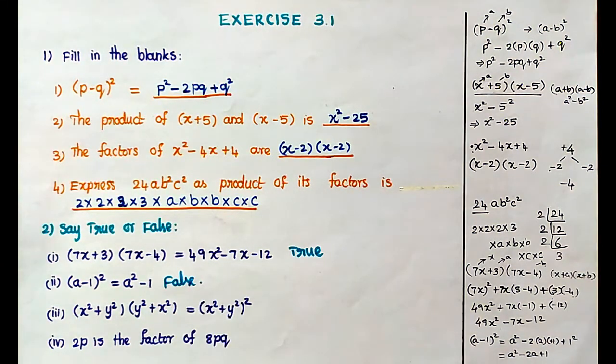Next one, x squared plus y squared into y squared plus x squared. Y squared plus x squared is also x squared plus y squared, right? We can write this one x squared plus y squared. So a plus b into a plus b, that is a plus b whole square. So x squared plus y squared whole square. That is true.